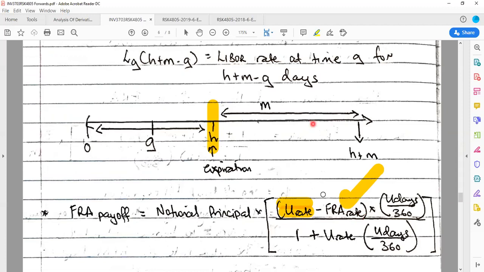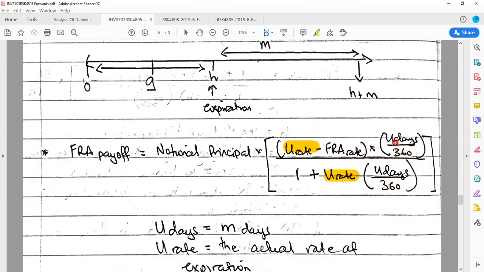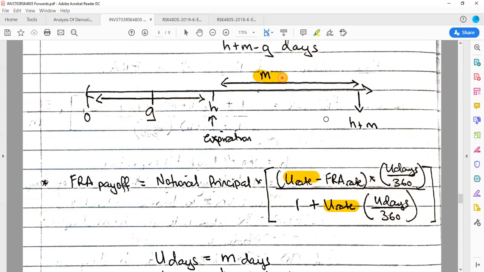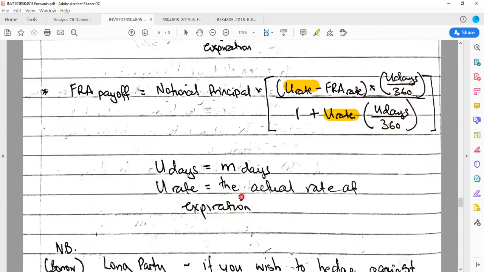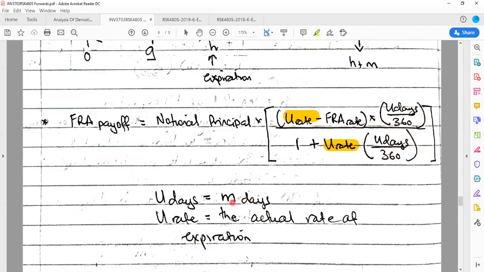But what is everyone else in the market paying? The underlying rate is what everyone else will be paying, whilst you are able to pay or to receive the FRA rate. So the underlying rate is a rate that you'll be given. It's the rate at expiration. Underlying days is just another way of saying M days. It's the days you want to borrow or lend for. So it's important to familiarize yourself with these formulas.